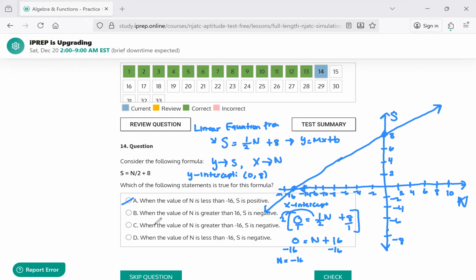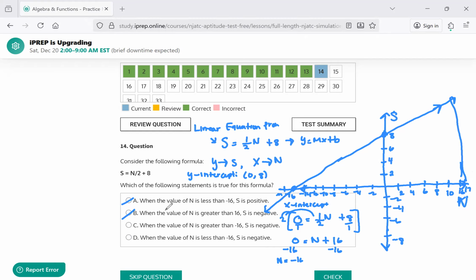What about B? The value of n is greater than 16, s is negative. So n, our x, is greater than 16. Let's pretend this extends, and let's pretend this is 16. Greater than 16, it looks like s is positive, right? So like 17. If you plot 17, the y value is positive. So that can't be true. What about C? When the value of n is greater than -16, s is negative.